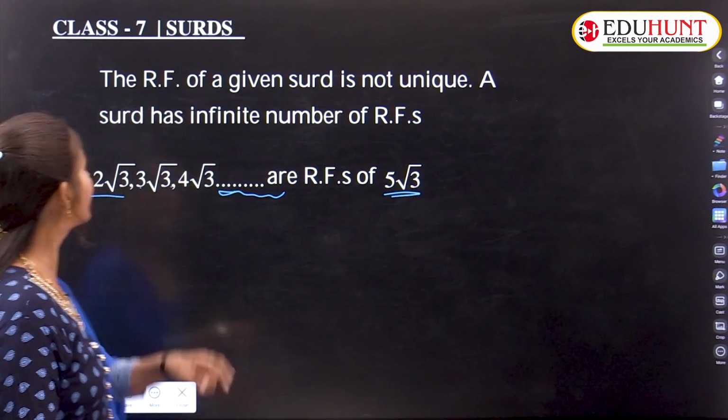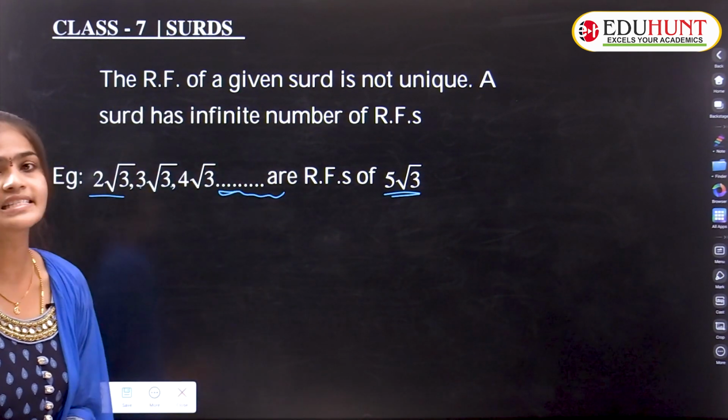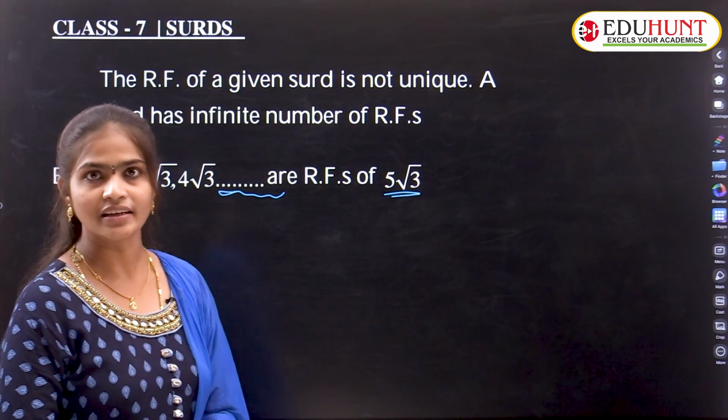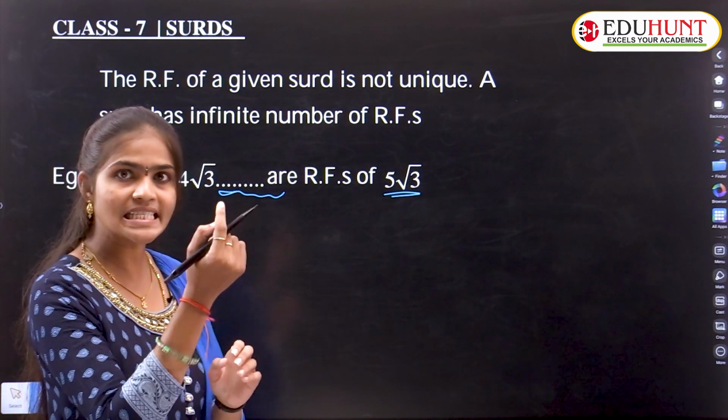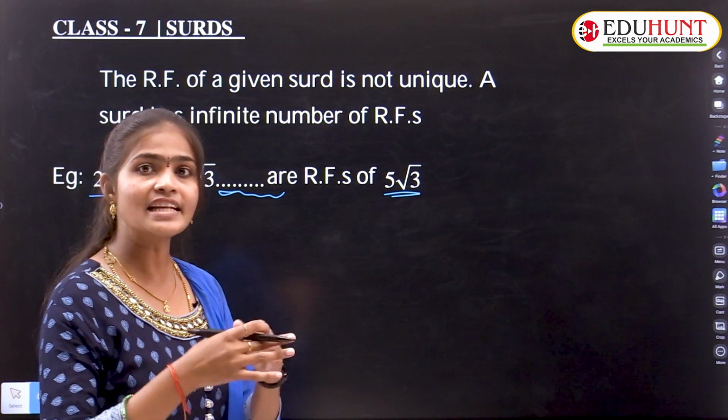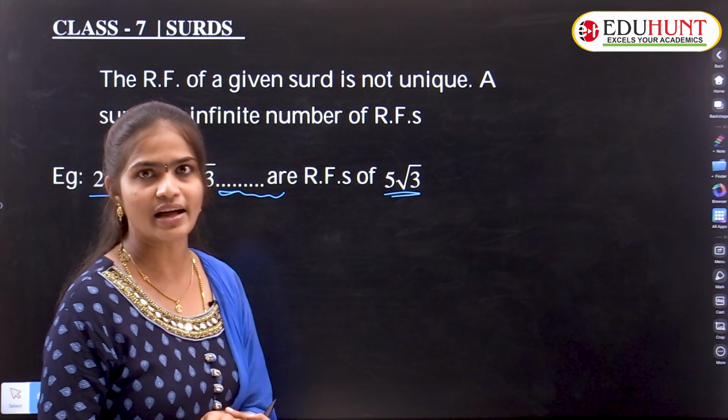So that's why we are saying the RF of a given surd is not unique, which means it does not have only a single rationalizing factor, it has more rationalizing factors.